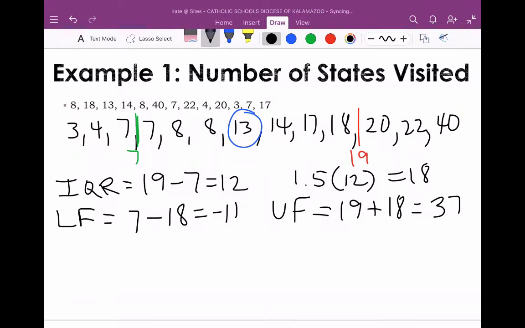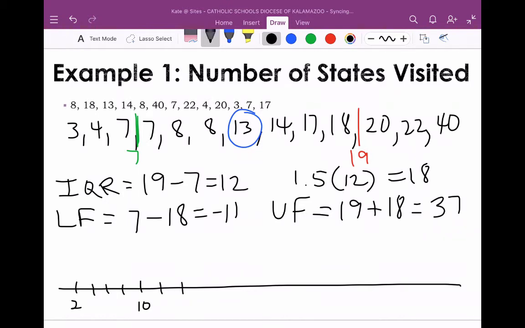Now I have enough information to be able to make our box plot. So I'm going to draw just a straight line, and I'm going to have an even and consistent scale. So I'm going to go ahead and count by 2s. So I start at 2, 10, 20, 30, and 40.